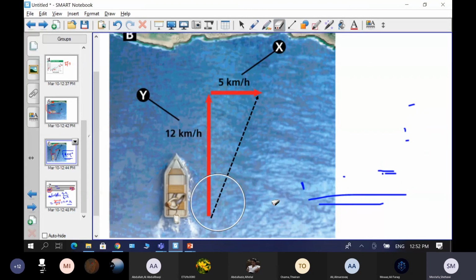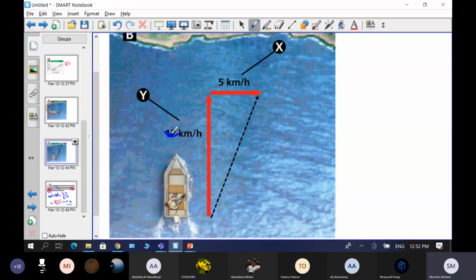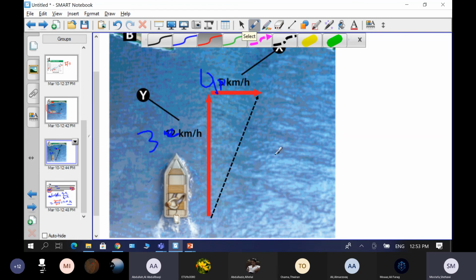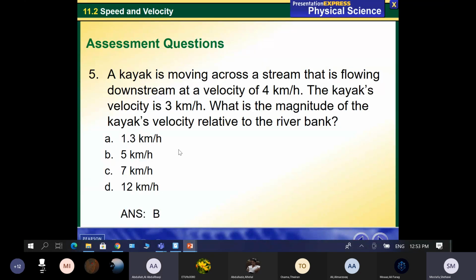The kayak is not moving by 12, but it's moving by 3 km per hour. And the stream is 4 km per hour. It's similar to this one because the kayak is moving across and the stream is moving downward. So this is 3 and this is 4. What would be the answer? It will be root of 3 squared plus 4 squared. Yes, it's a famous triangle and it's 5. Directly it's 5. 3, 4, 5. 5 km per what? Per hour. Directly you can find it. So the answer is 5 km per hour.